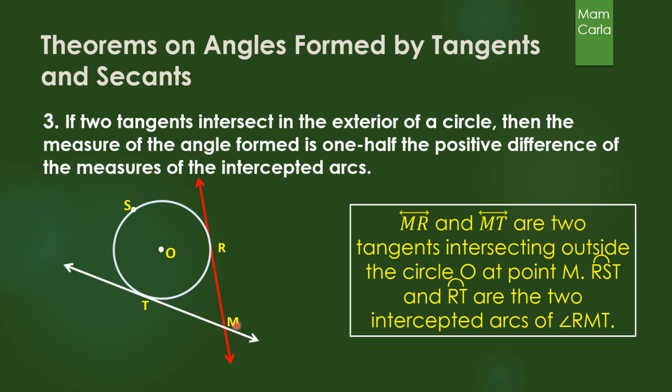So line RM and line MT form an angle, which is angle RMT. And we can obtain this angle by getting 1/2 the positive difference of arc RST and arc RT.